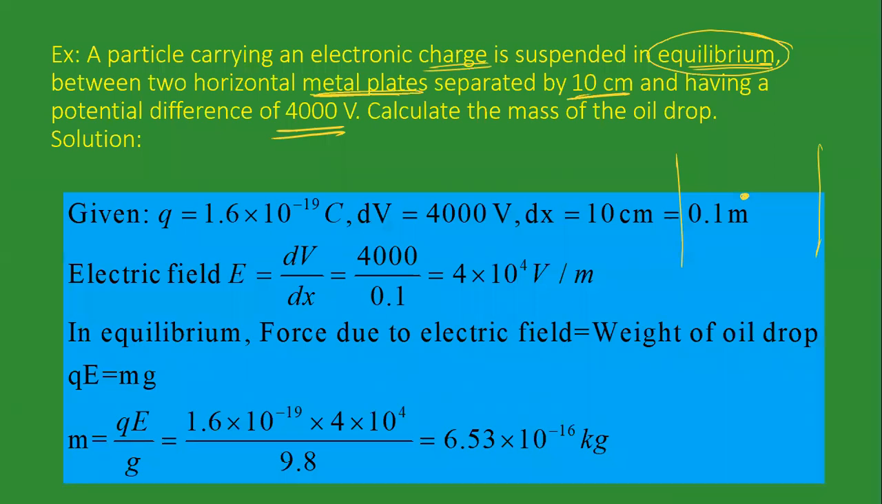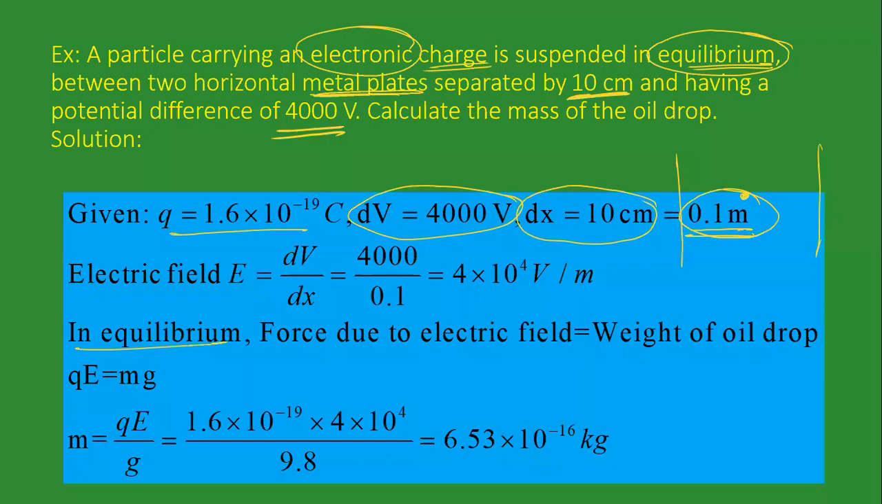So here, this is the answer. The charge is given. It's an electron, so charge is 1.6 into 10 raised to minus 19 coulomb. Potential is 4000 volt, separated by 10 centimeter distance between the two plates. 10 centimeter we can write as 0.1 meter, or 10 into 10 raised to minus 2 also. Calculate mass. So pay attention here, the charge is in equilibrium.